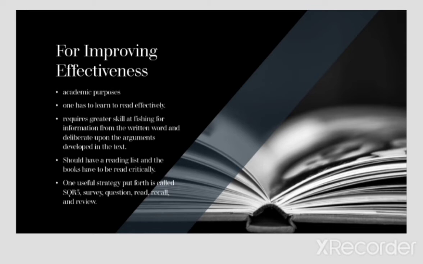You have to fish for information which you really want to have, and you should be deliberate upon the arguments developed in the text. We should be able to fish for relevant information from the text we refer, and there should be a reading list. You should keep a reading list. What are the books you have to read? First you have to prepare a list of the books which you are going to read, and you have to read those books critically. You are not supposed to swallow whatever is there in the book. Instead, you have to read with a critical insight.